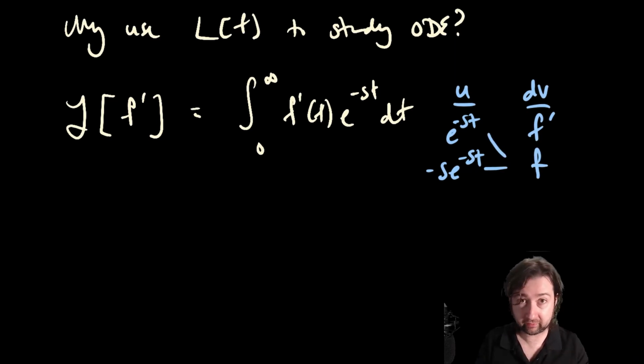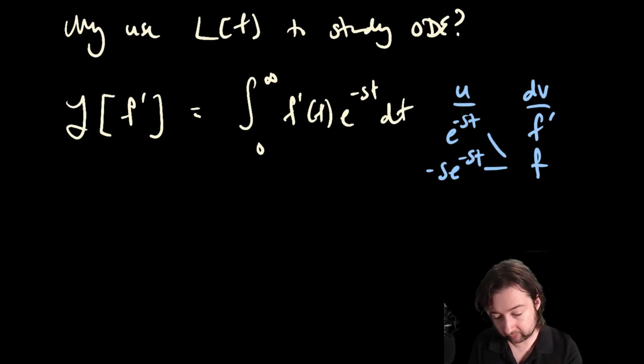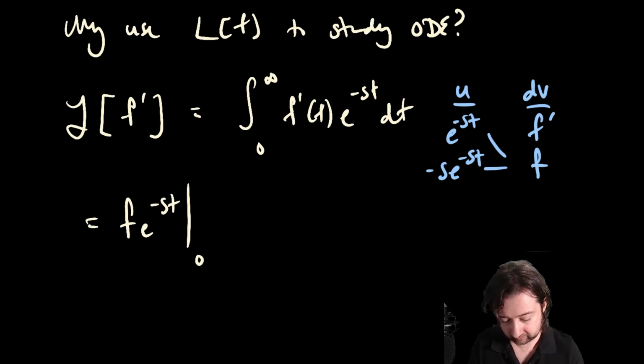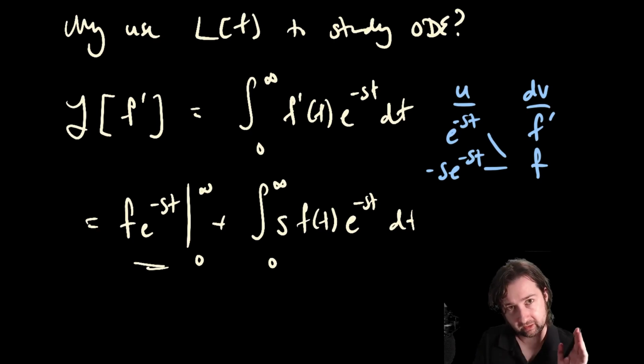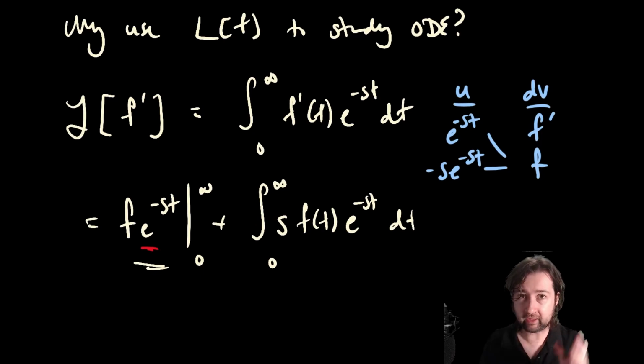So now applying what we've derived here from the integration by parts, we're going to get that this integral is equal to u times v, which is f e to the minus st, evaluated from 0 to infinity, minus the integral of v du, which will be plus the integral from 0 to infinity of s f of t e to the minus st dt. Now this integral over here, if I take a limit as I go to infinity, this part will go to 0 because e to the infinity is nothing. And let's just assume that f is sub-exponential in its growth so that this transform exists.